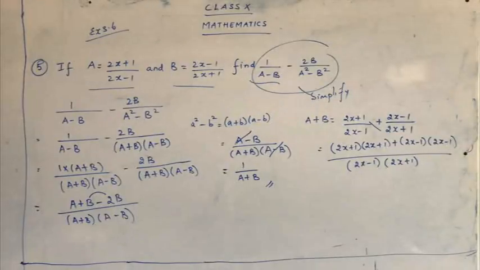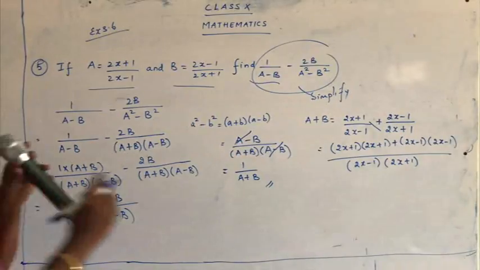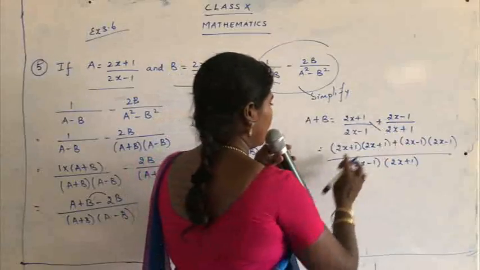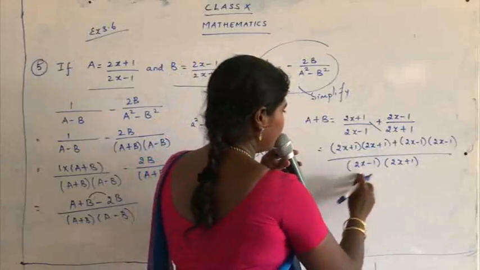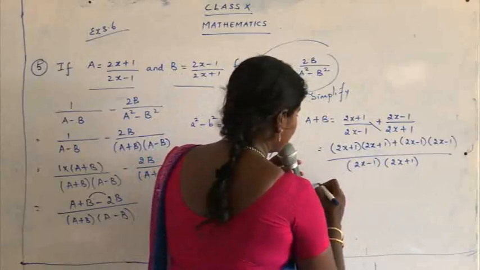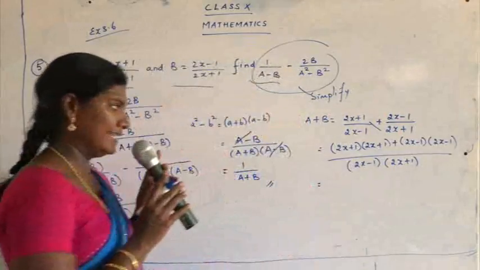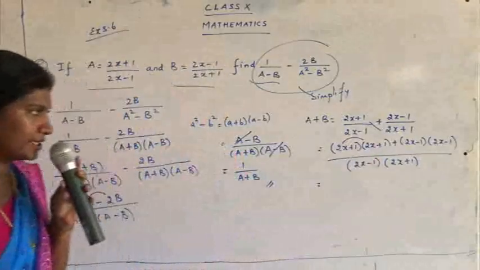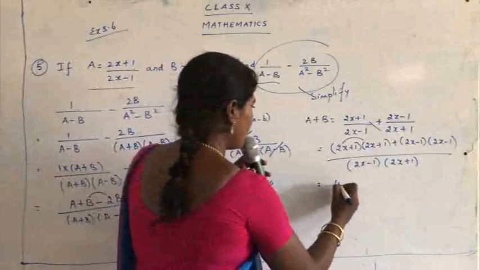It's 2x plus 1 into 2x plus 1. What's the main sign over here? Plus. So 2x minus 1 into 2x minus 1 upon 2x minus 1 into 2x plus 1. So let's open the bracket and let's get the answer. 2x into 2x. What's 2x into 2x? 4x square.